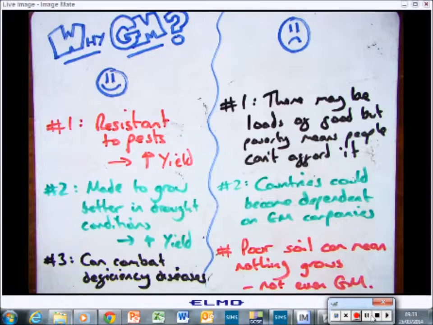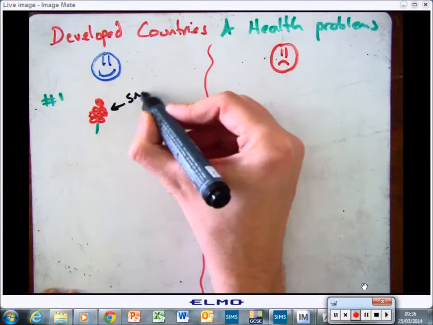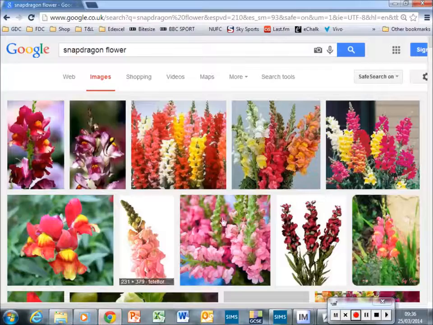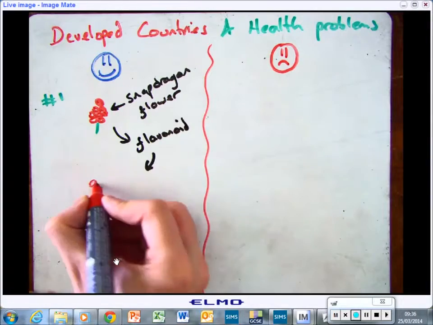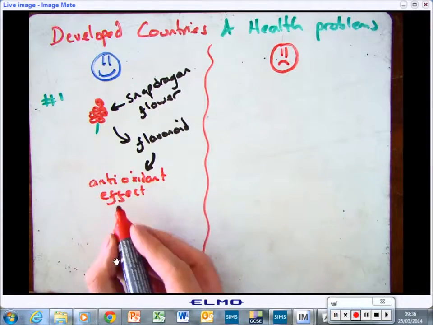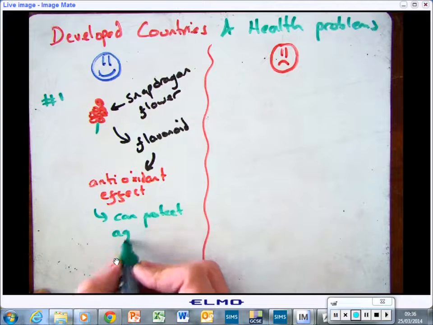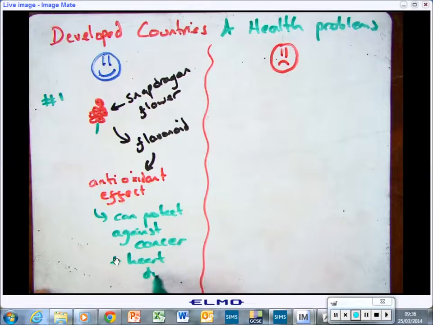The final section of this video then is going to have a look at how developed countries can use genetically modified food as well. So snapdragon flowers, which look like this, contain something called a flavonoid. Now a flavonoid is a molecule found in many plants that has an antioxidant effect. These are thought to protect against cancer and heart disease.